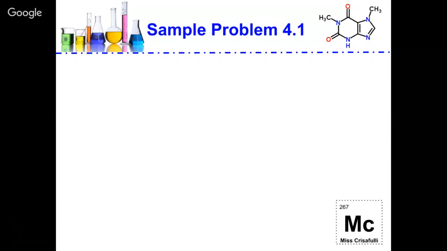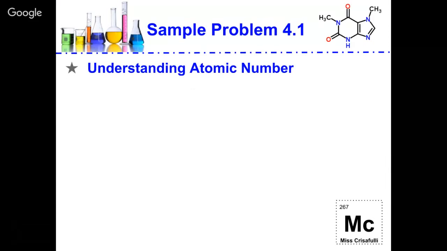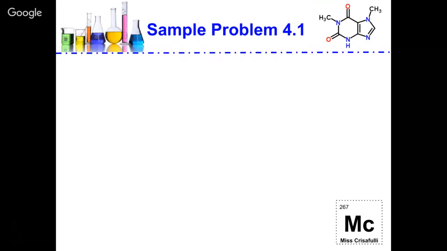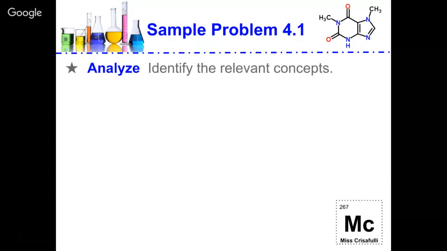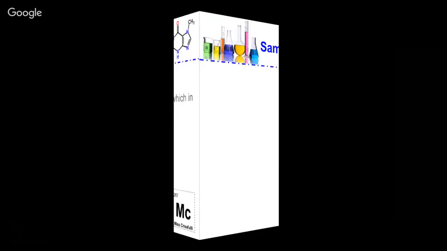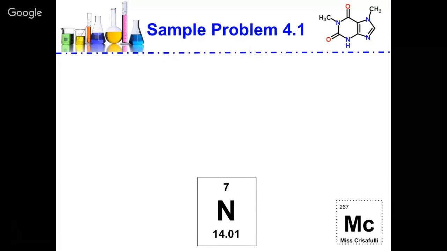So let's talk about problem 4.1, where we're going to look at atomic numbers. The element nitrogen has an atomic number of 7. How many protons and electrons are in the neutral atom of nitrogen? If we look at where nitrogen is on the periodic table, we would know that the number of protons is going to be equal to the number of electrons because the atom is neutral.